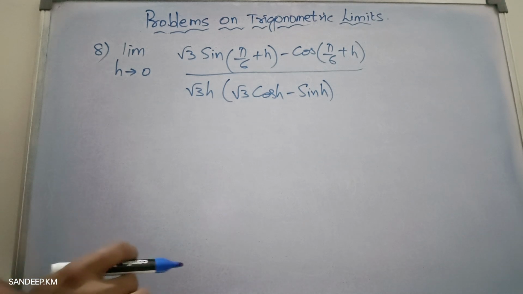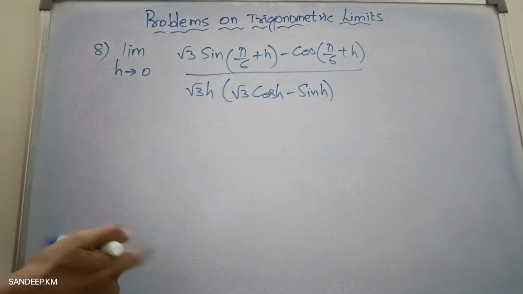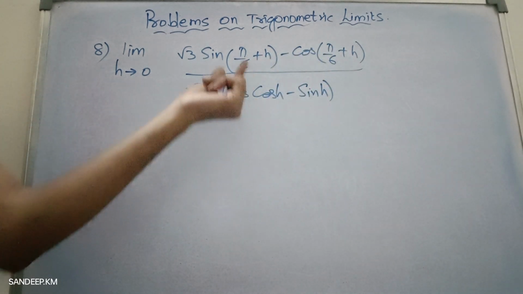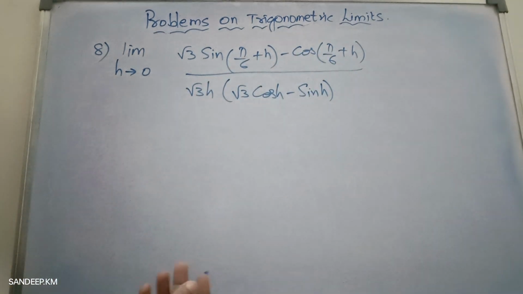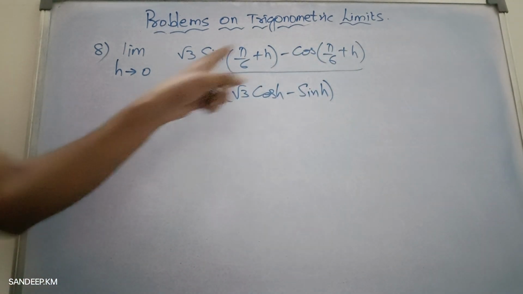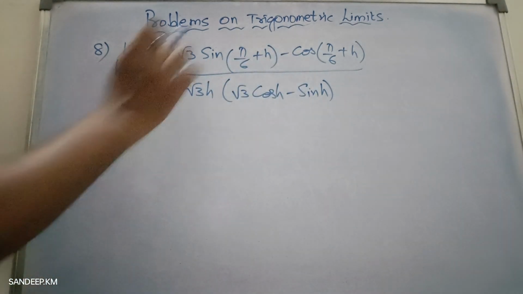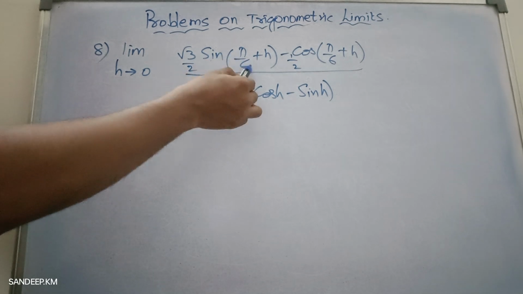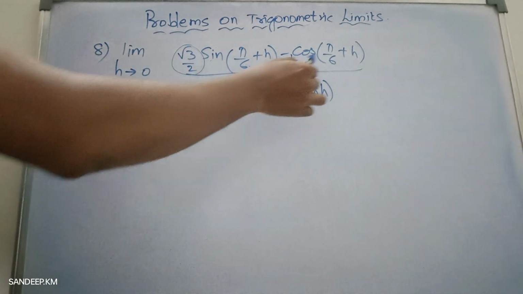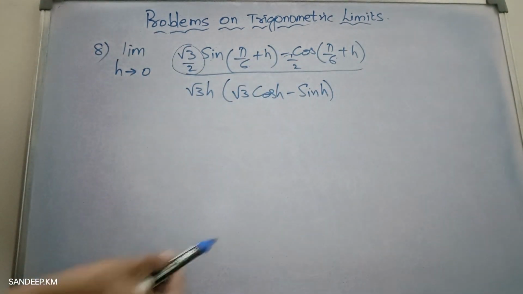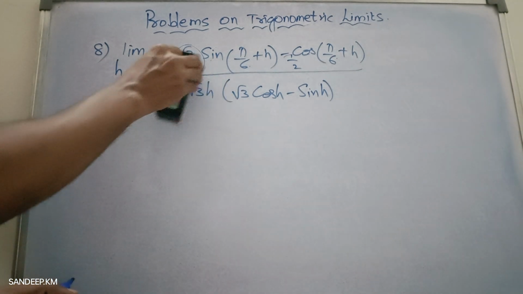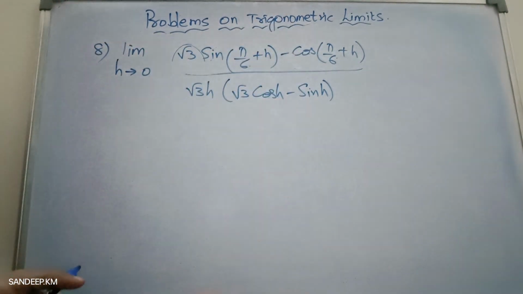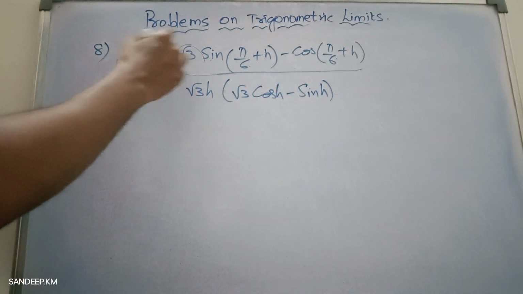Okay, another model here. This looks like the previous models only, na? But instead of root 3 sin h minus cos h, we have pi by 6 plus h. It's okay, let us see how to solve this. In this question also, if by 2 is there, I can call it sin a cos b minus cos a sin b. Correct or not? I want by 2, so I will take 2 common in the numerator.